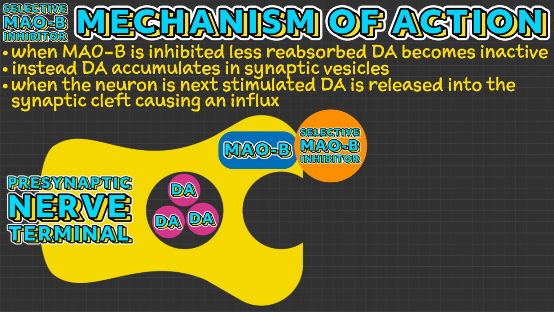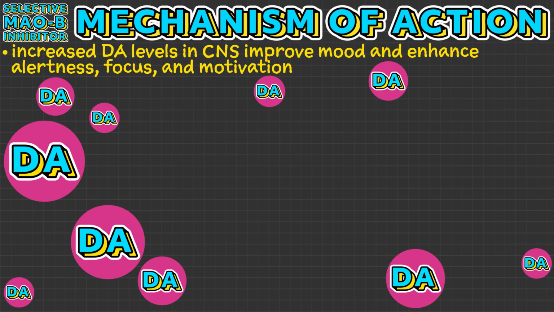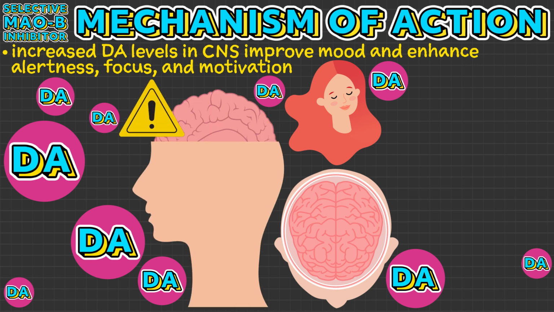When the neuron is next stimulated, this accumulated dopamine is released into the synaptic cleft, or the space between neighboring neurons, or a neuron and its target tissue, causing an influx. As a result, the effects of dopamine on its target are increased. Increased dopamine levels in the central nervous system improve mood and enhance alertness, focus, and motivation.